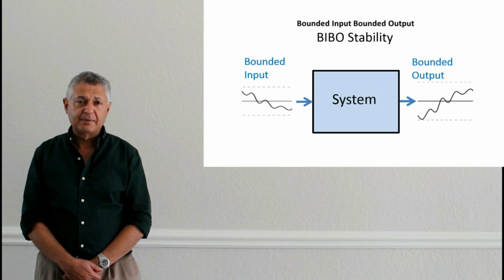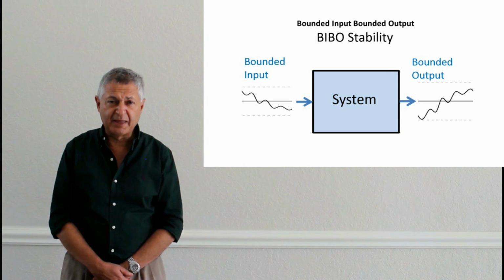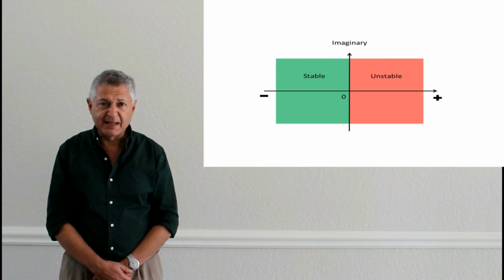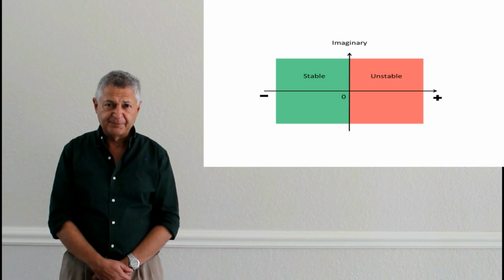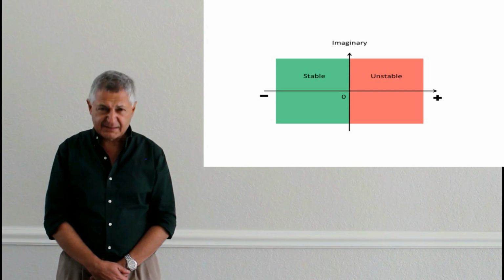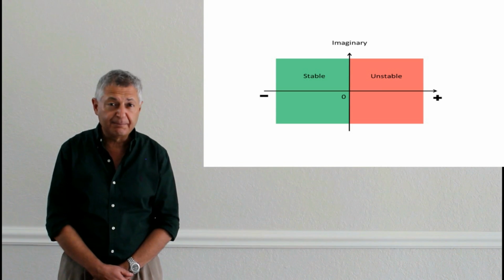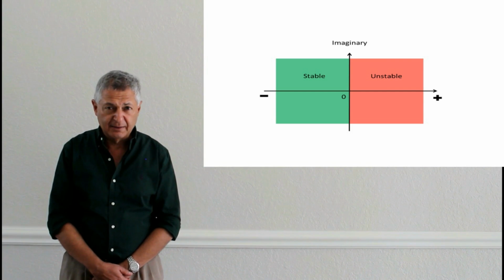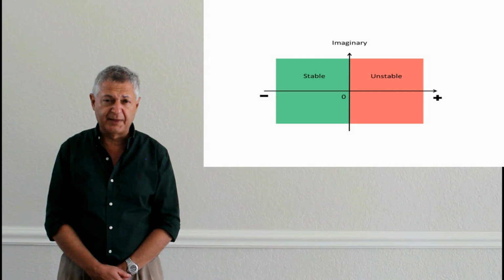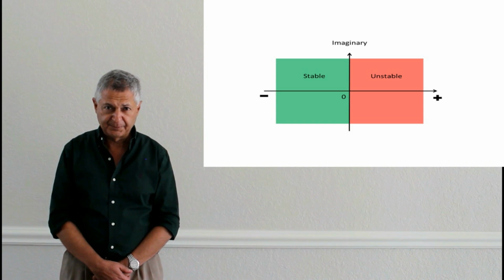BIBO stable system, if you try to translate it to the S domain, it means that all poles, no exception, all the poles of the system must be in the left-hand side of the S-plane, must be in the green part of the S-plane. Even if one pole is not there, then the system becomes unstable.